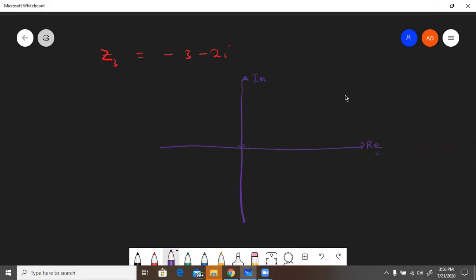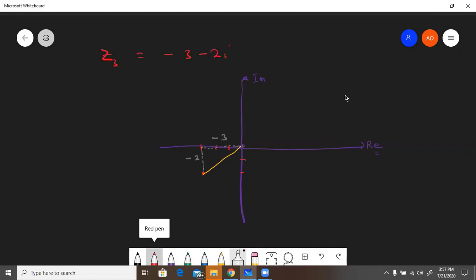So our imaginary axis here is negative: negative 1, 2. The real axis is negative 2, not positive: negative 1, 2, 3. So they are going to meet somewhere around here. We have a line like this. This will be the vertical component and this is the horizontal component, which are minus 2 and minus 3. So we want to measure this angle.